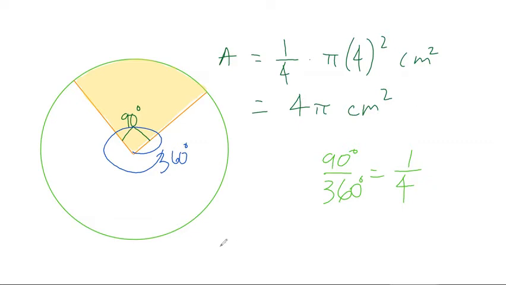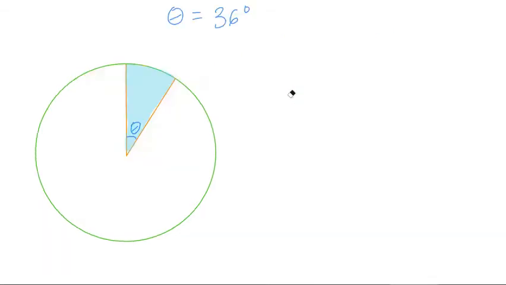Well, we can also use this same knowledge to try and find the area of this sector. Now, in this scenario, we have a sector that's formed part of a circle, but this angle right here is not 90 degrees. It's not an even fraction of the actual circle itself. What it is equal to though is 36 degrees.